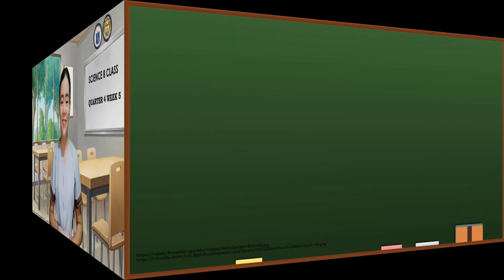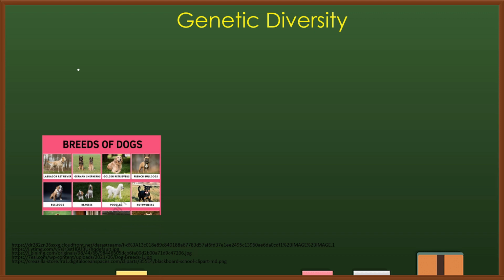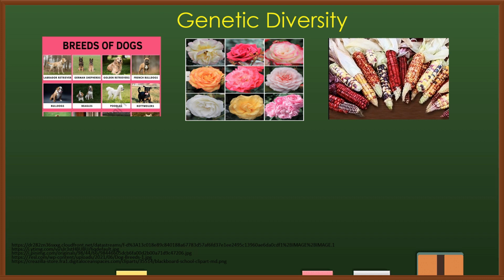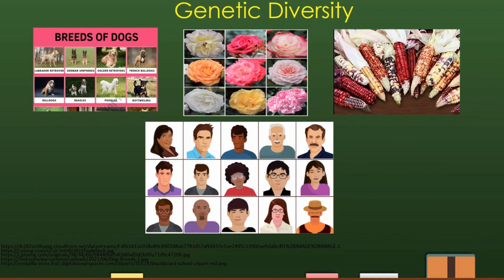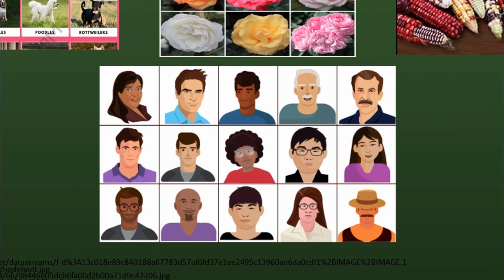Genetic diversity refers to the variety of genes or inheritable characteristics present in a population. Genetic diversity examples include the different breeds of dogs, the different varieties of rose flower, the assorted colors of kernels in different varieties of corn, which are a result of genetic diversity, and a person's skin color, hair color, dimples, freckles, and blood type are all examples of genetic variations that can occur in a human population.